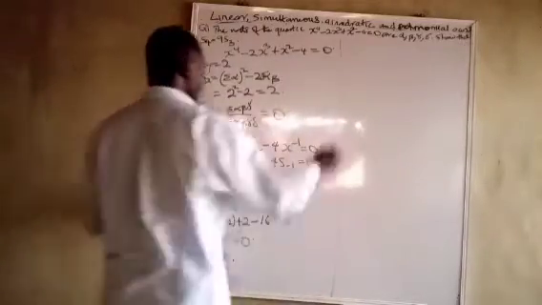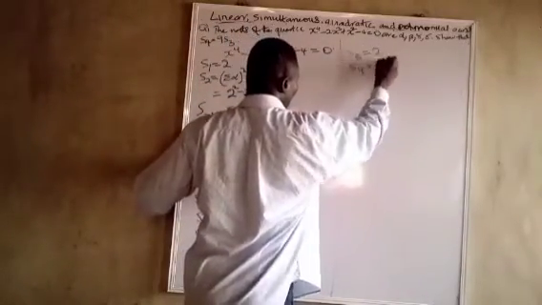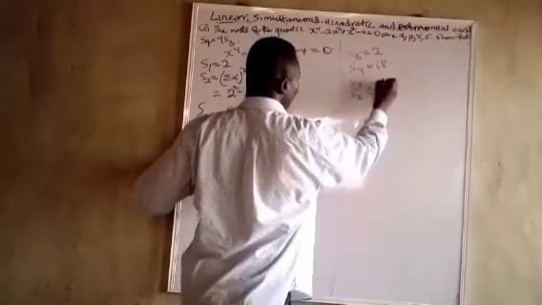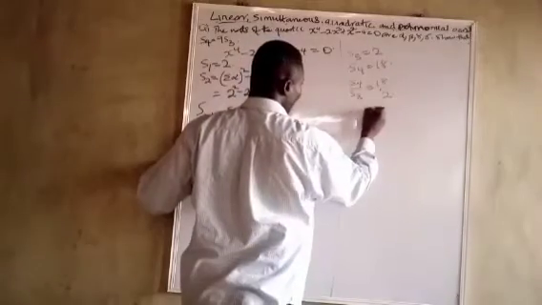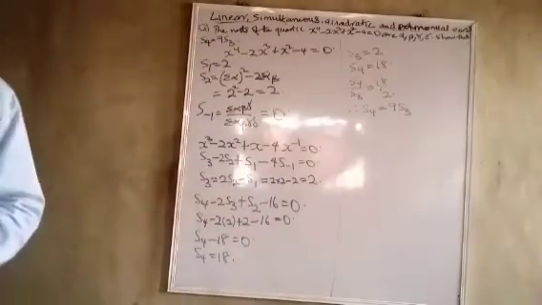Now s3 is equal to 2. s4 is equal to 18. Therefore s4 over s3 is equal to 18 over 2. Therefore s4 is equal to 9s3. So that's good.